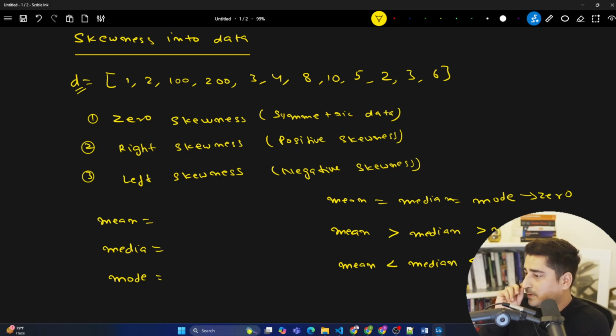Yeah. So people are directly saying in a chat that it's a right skewed. Amarendra is saying, is there any WhatsApp group for the data science classes? We have a WhatsApp channel for that.